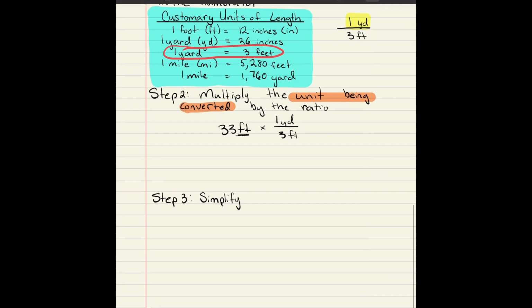Before we can do that, we need to cancel out what we have in common. So feet and feet can cancel out here. So when we multiply, it's 33 over 1 because of the invisible 1. And now we have 1 yard over 3. And we can multiply straight across. It would give us 33 yards over 3.